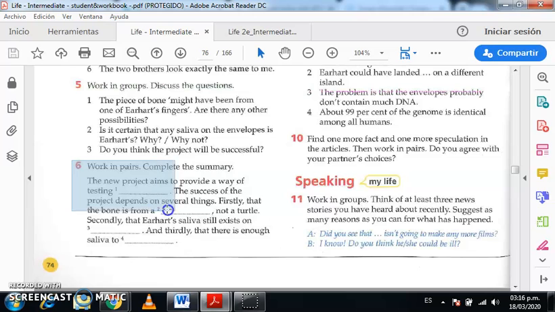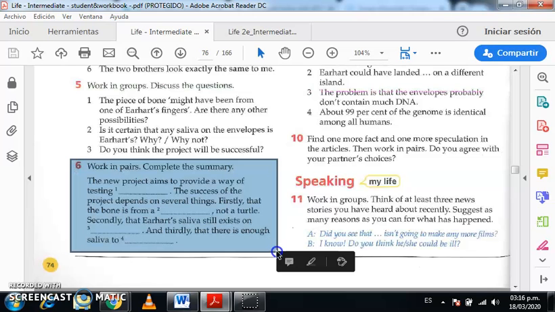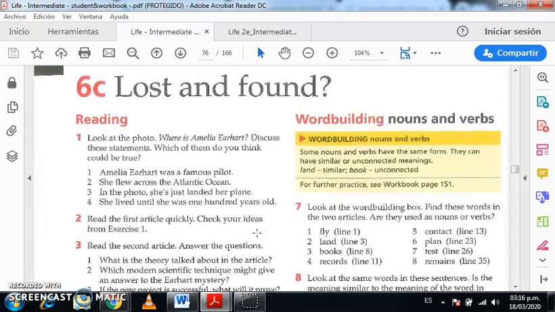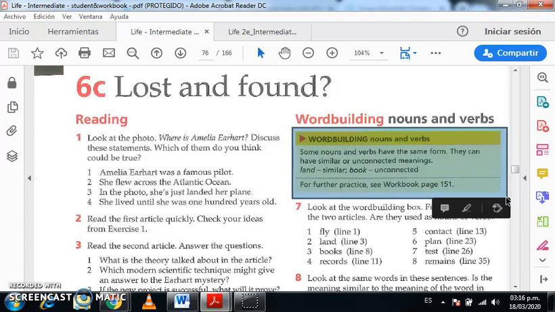You will have to work alone, and you have to complete the summary with the missing words, only 4 words. Then we're going to look at the word building box, and it says, some nouns and verbs have the same form. They can have similar or unconnected meanings.